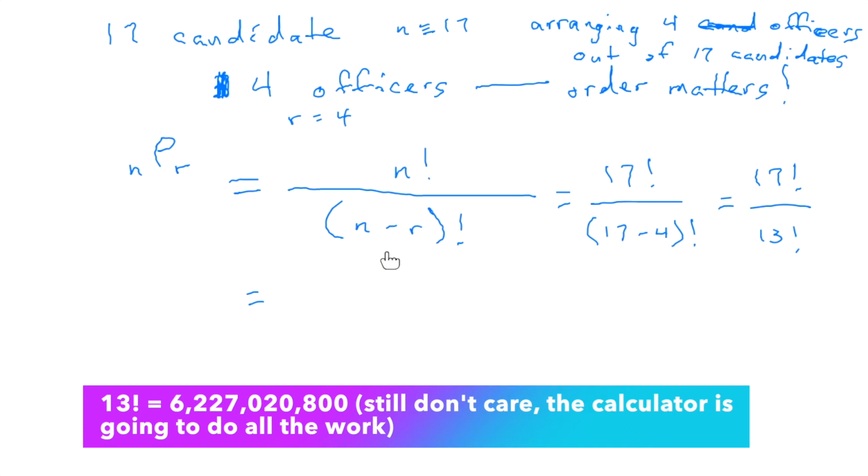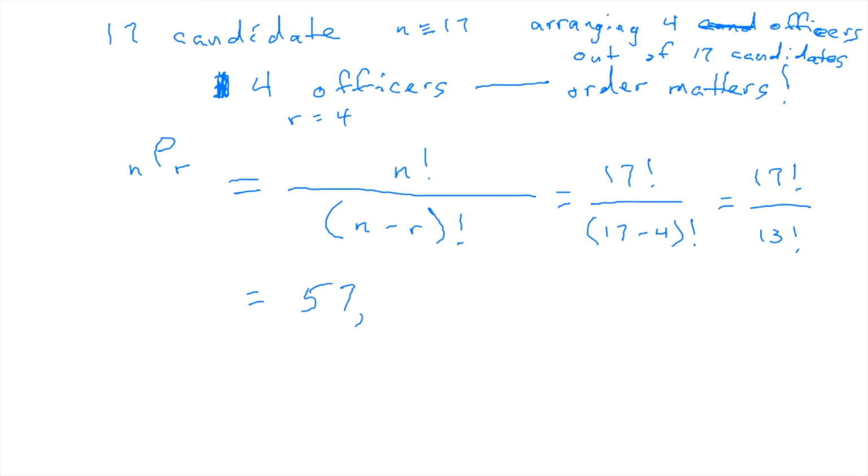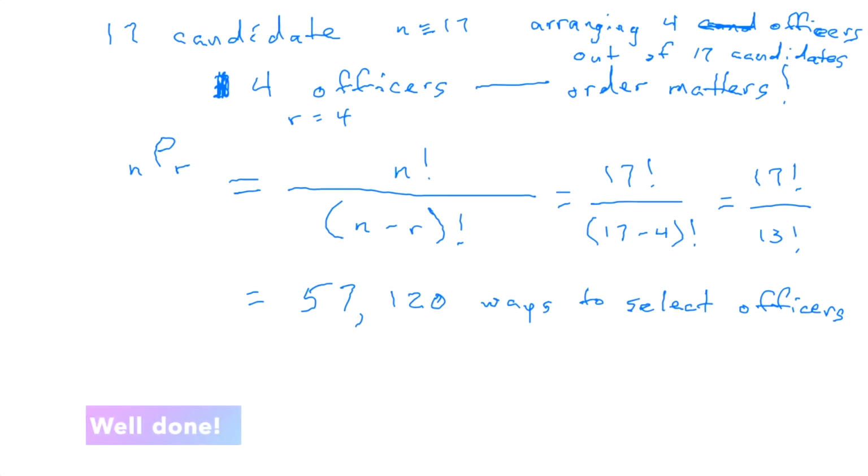6,227,020,800. Yeah, I'm not going to write that down either. Most of you will use a button, right? You'll use a button on your calculator that will automatically do the nPr for you. But my Windows calculator, doing it by hand, and it wasn't a huge effort, tells me there are 57,120 ways to select officers. So I will pop back to my exercise and key that in, 57120. And of course, don't put in the comma because it'll probably not like it. Well done. We're on to part B.